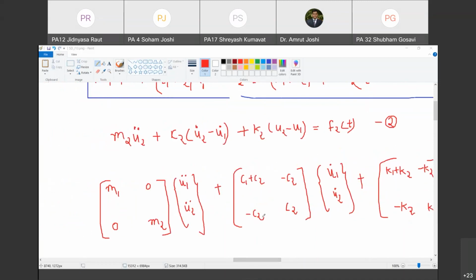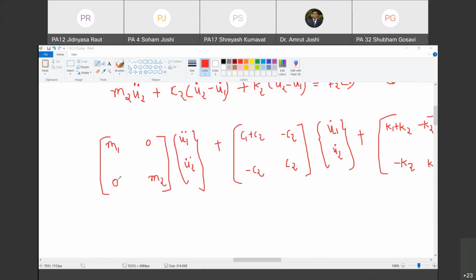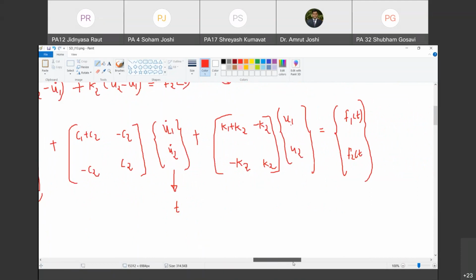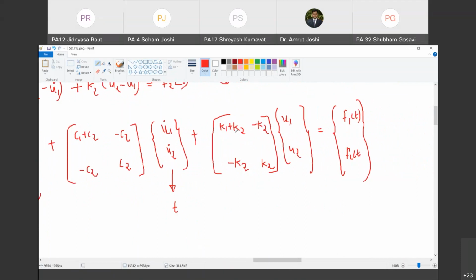Now tell me which of these matrices are time dependent and which are not. This matrix m1 0 0 m2 is not dependent on time. However, u1 double dot and u2 double dot are functions of time. Are you with me? Yes, sir. The matrix c1 plus c2, minus c2, minus c2, c2 is not dependent on time. However, u1 dot and u2 dot are dependent on time. Happy? Yes, sir. This stiffness matrix K is independent of time, but u1 and u2 are dependent on time. And this forcing function is also a function of time. So we have now bifurcated this equation into two quantities, one which is time independent, another which is time dependent. Are you with me? Yes, sir.